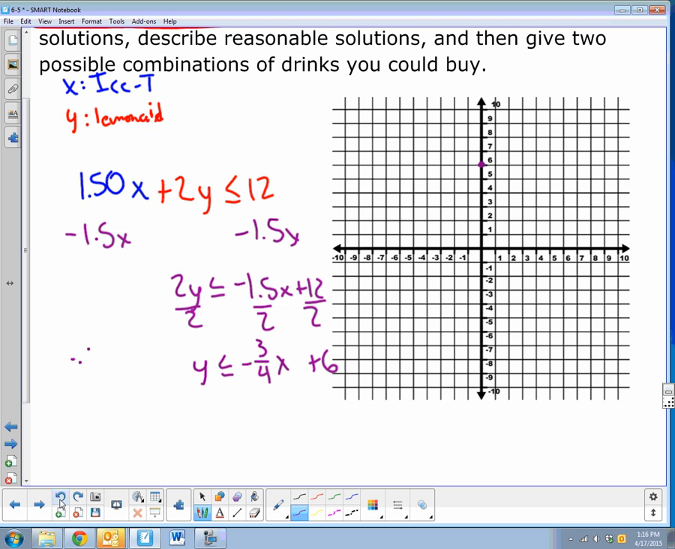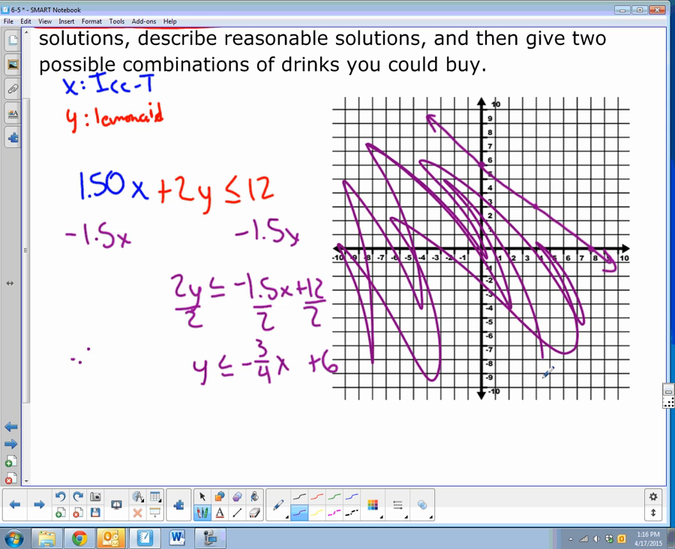And so I'm going to go down 3 over 4, got my point. Down 3 over 4, got my point. Got my line. Y is less than or equal to, which means that I have a solid line there. And since y is less than that line, anything down here is going to be a solution. So I've graphed and I've shaded. Now it says, describe reasonable solutions. Okay, give 2 possible combinations of drinks you could buy.